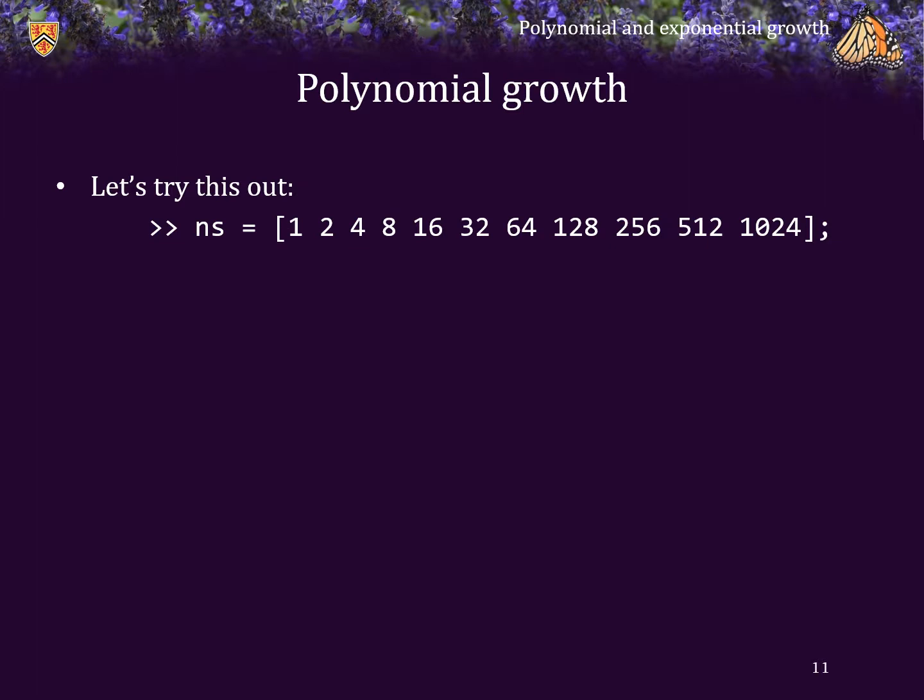Here are some n values, and I've spaced them out exponentially, so powers of 2, but this isn't required. Now, I'm going to create a vector of t values, and each t value will be the corresponding n value raised to the power 1.35 and all multiplied by 5.32. All right, so this is the relationship between n and t.